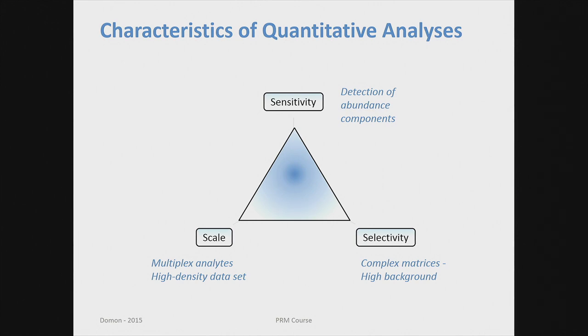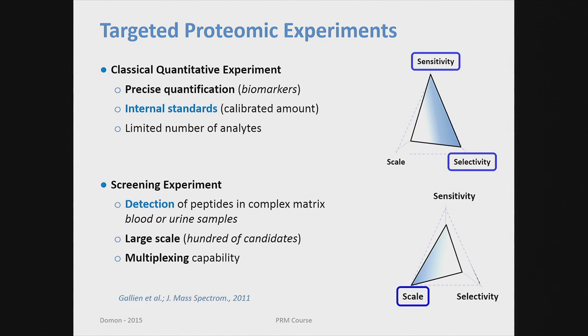Right? So often we have to either compromise and say it is a quantitative assay, we focus on sensitivity and selectivity on a limited number of peptides, or we try to measure a lot of peptides, and that will have some consequences on the other parameters. And this is summarized in this slide here.